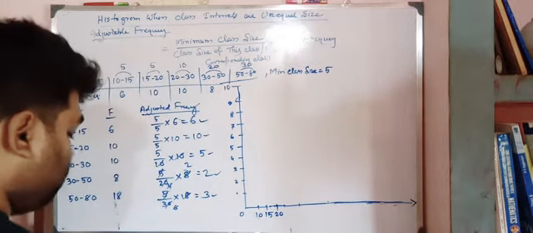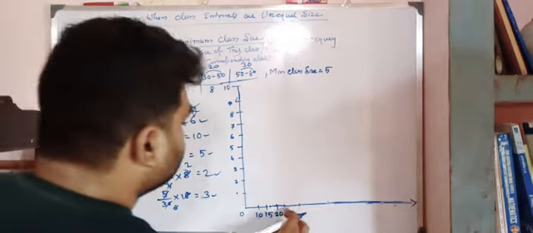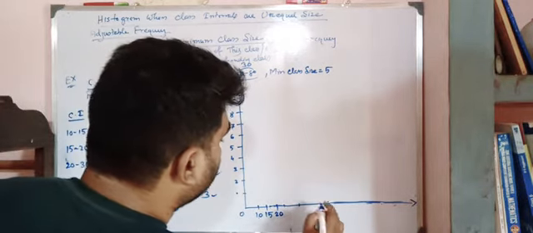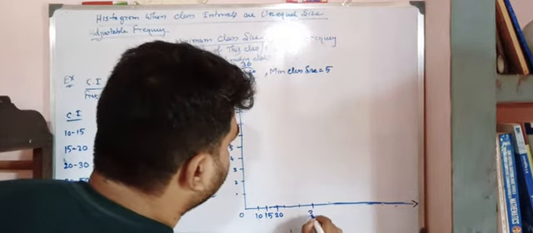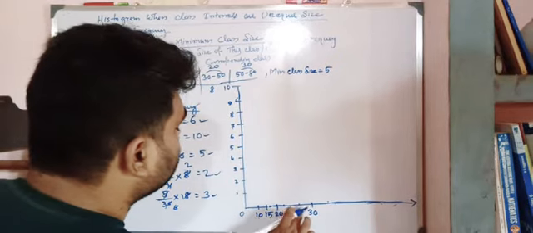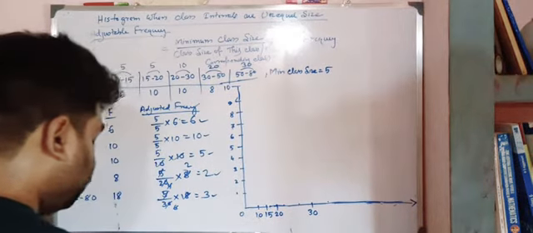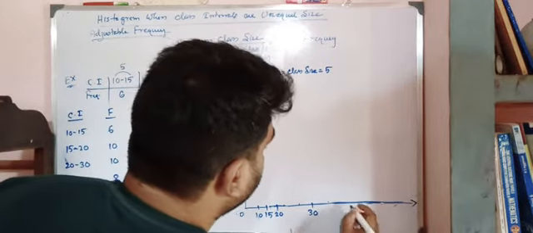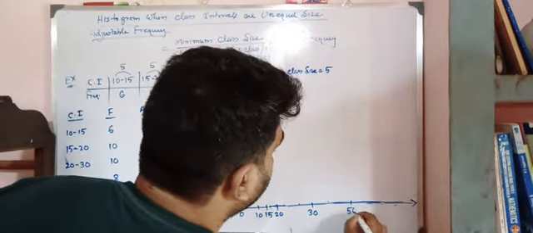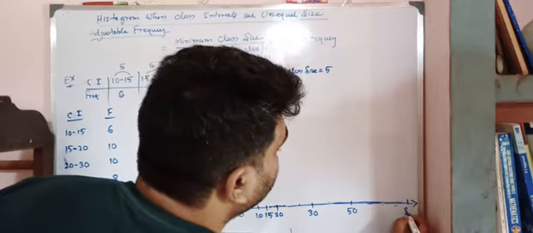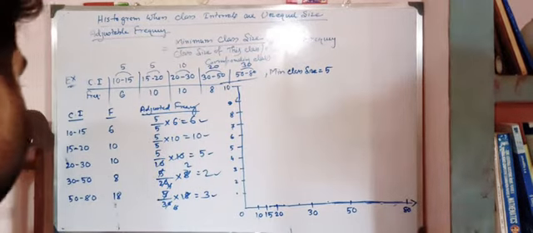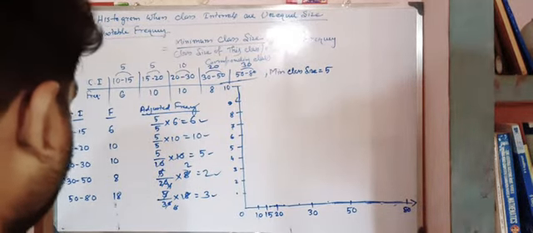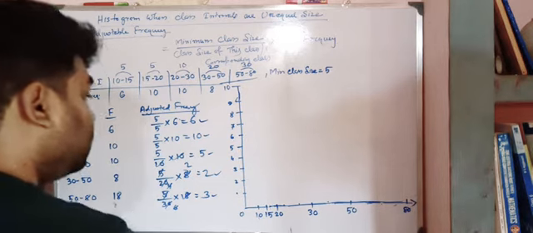Understood? Now this should be 30, I am taking. Next, this is 30 to 50, and I am taking this as 80, for 50 to 80. Now we have to draw the corresponding rectangle.